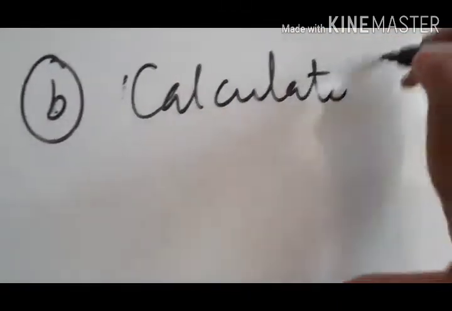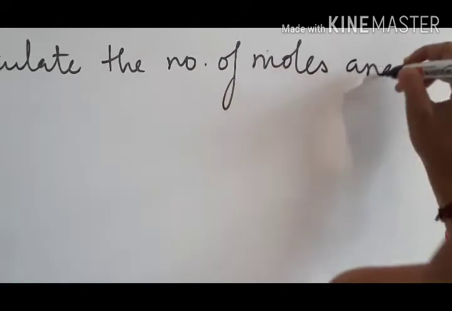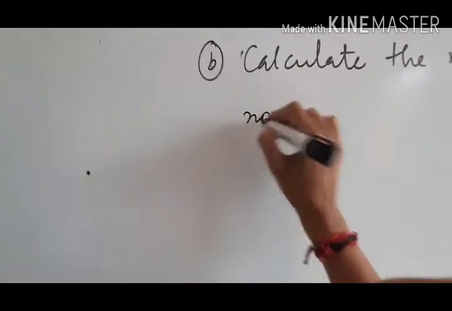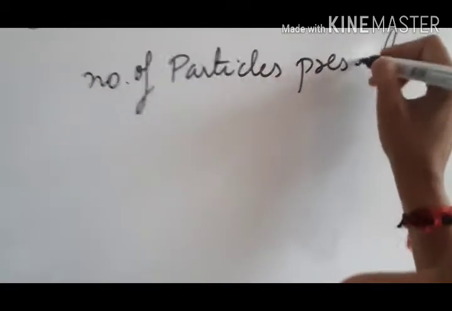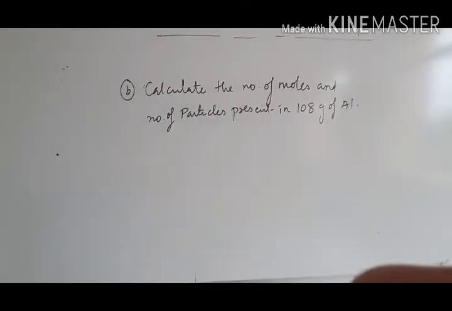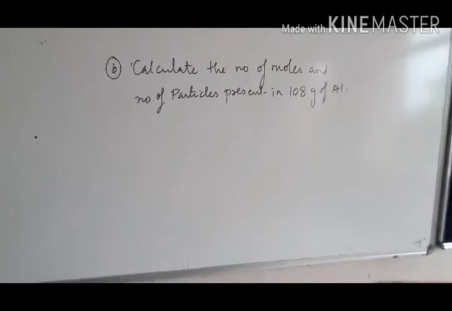Now the next calculation is based on the number of moles as well as the number of particles. So the second one is: calculate the number of moles and number of particles present in 108 gram of aluminium. Now you just have to calculate the number of moles and number of particles in 108 gram of aluminium.